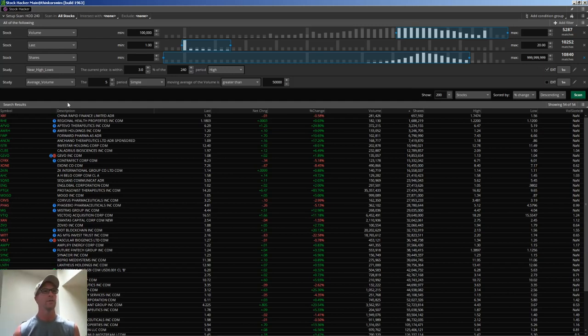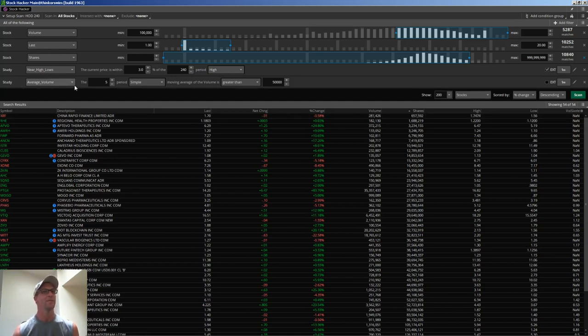Anyway, it works though. And then two studies. One is the near high lows study: current price within 3% of 240 period high of 1 minute. So this is where it's important to have a 1 minute candle here. It's the last 240 minutes. If that were 5 minute, it would be the last 240 five-minute periods. And this includes external market hours. I think that's what EXT means there. I'm going to call it external.